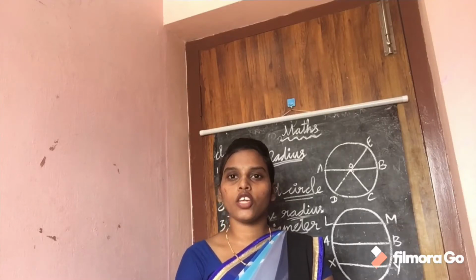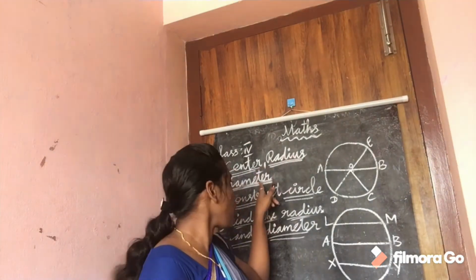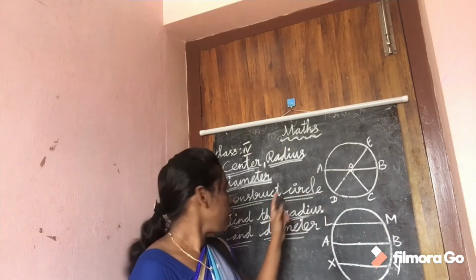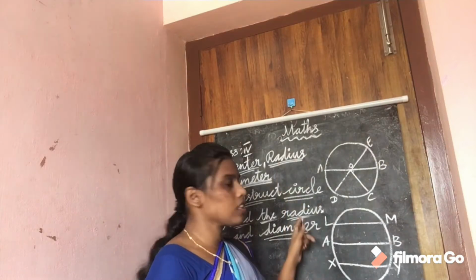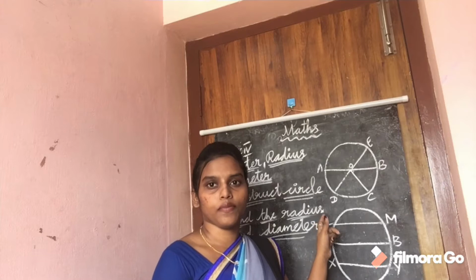From today's class, we are going to learn identifying the center, radius and diameter of the circle. Then how to construct the circle by using a compass. Then find the radius and diameter of the circle. These three things we are going to learn from today's class. Let's move on to the lesson.